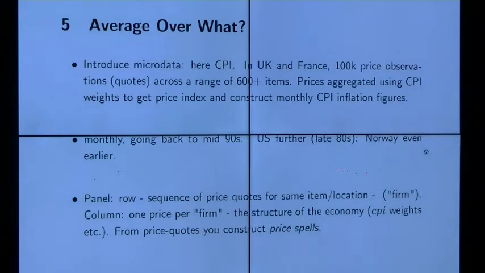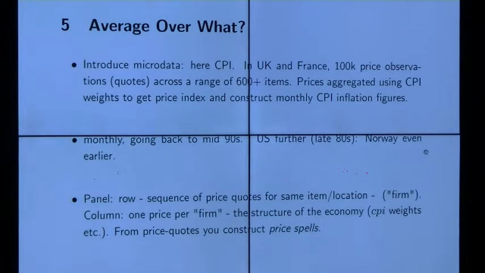So what happens is that each month prices are collected across a range of goods. It's about 500 or 600 goods, and they collect about 100,000 prices. I don't know what the figure is in China, but that's the sort of number of price observations made in France and the UK. These are put together into a price index, the CPI price index, which is published once a month, every month. And those are used to construct the inflation figures.